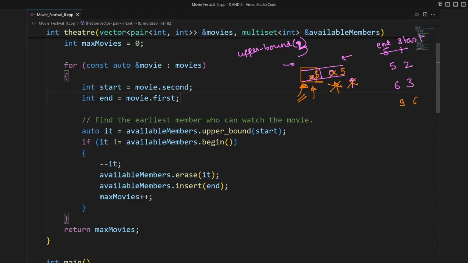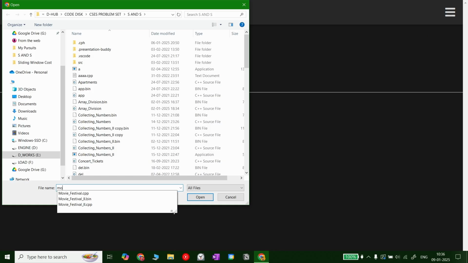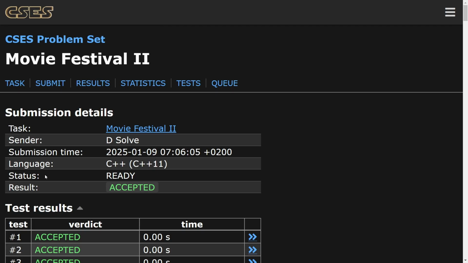9 comma 6 comes. Again, give me a value which is greater than 6. Upper bound will say I can't find any value, so it will return the iterator over here. We will decrease it and punch the value 9 over here. Next comes 10 comma 8. I will ask upper bound, give me a value which is greater than 8. So it gives this value, right? 9 is greater than 8. We will bring down the iterator over here and punch the value 10, and we end movie festival 2. Okay, it has been accepted.